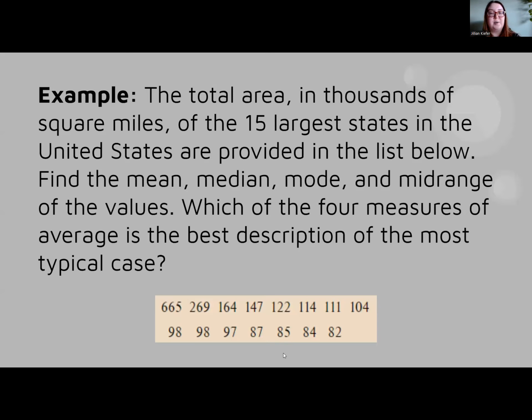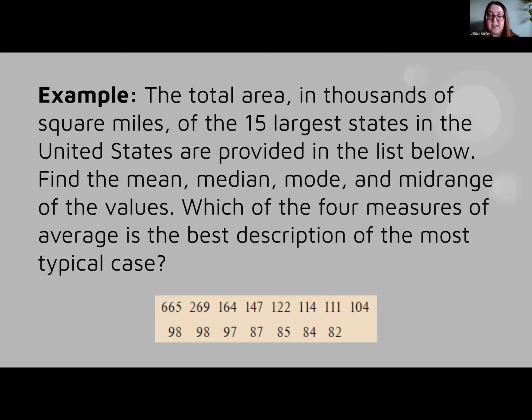All right. So our last example here, we have the total area in thousands of square miles of the 15 largest states in the United States provided in the list below. We want to find the mean, the median, the mode, and the mid-range of the values. Then we're going to try to decide at the end which of the four measures of average would be the best description of the most typical case. So we'll go ahead and do all the different measures of average and then see if we can figure out which one's probably the closest.